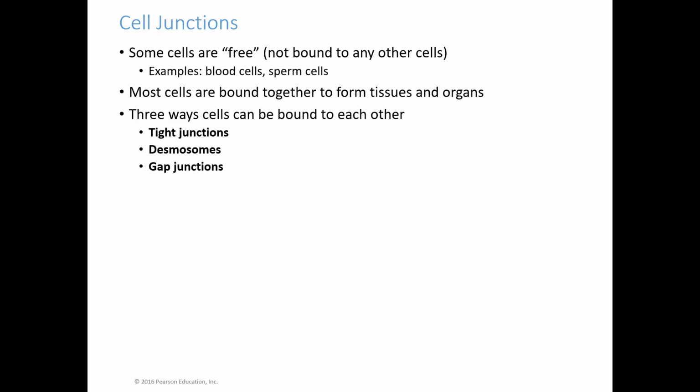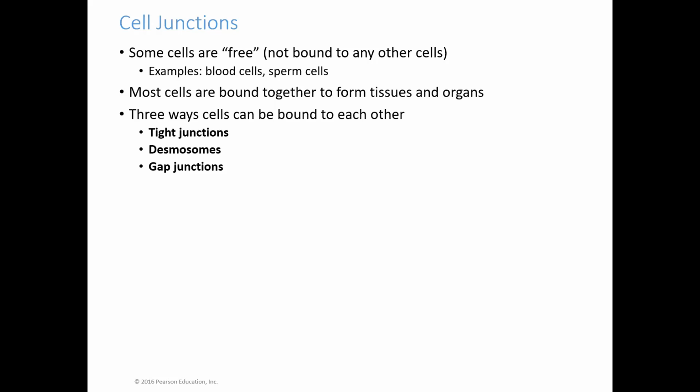Anyway, so I have us starting here on cell junctions. Now, cell junctions are how cells are held together. Cells are held together three different ways. We can have what are known as tight junctions, we can have desmosomes, and we can have gap junctions.